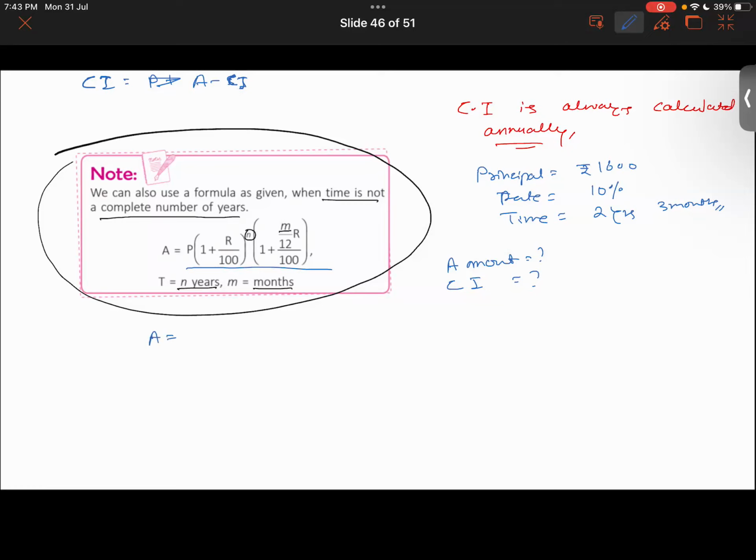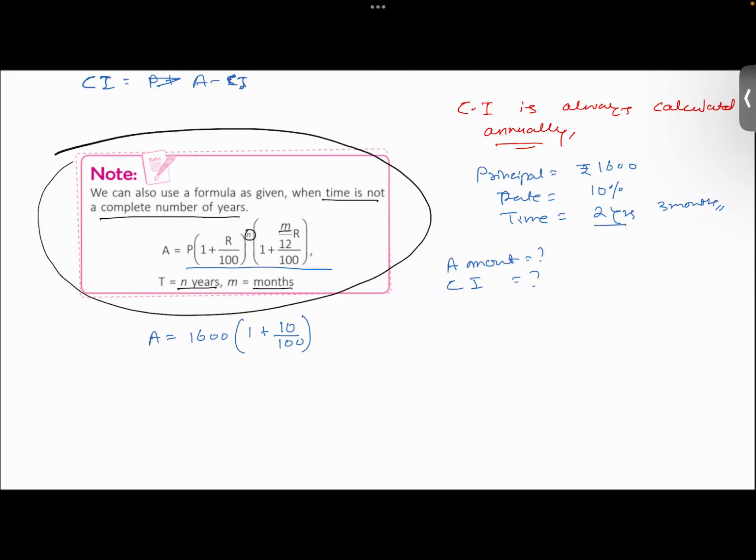So A equals, what is the principal here? 1600. Rate is 10%, isn't it? And in place of n, you are required to write what? You will take 2 here, since n represents the number of years. Then multiplied with 1 plus m upon 12. Now, m represents what, Arhan? It represents the number of months. In the question, how many months are given? There were 3 months. So it's 3 upon 12, upon 100. Rate was given 10%.